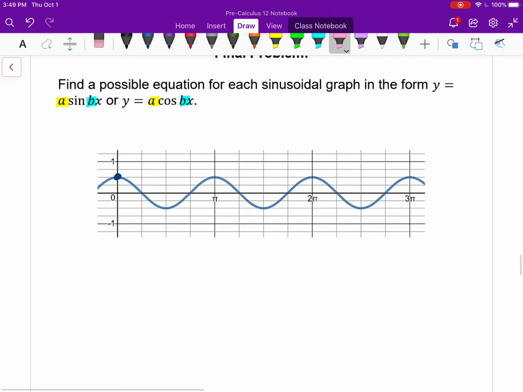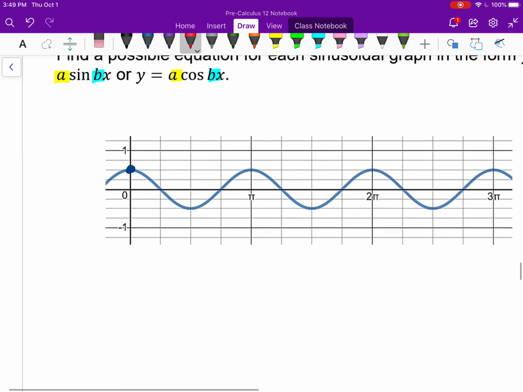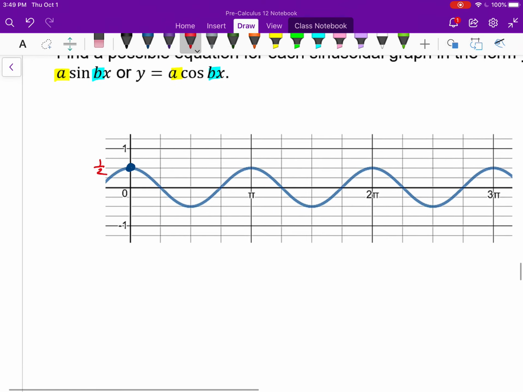And so this is going to be some transformed version of cosine. What else do I notice? Well, this point here is at a half, which means the amplitude is 1/2, which means I know my vertical stretch must be 1/2.